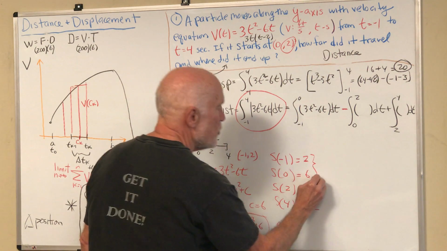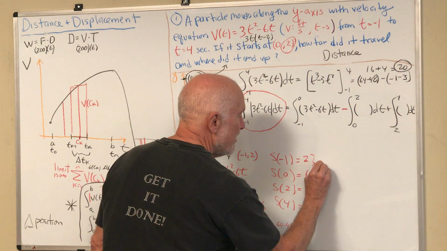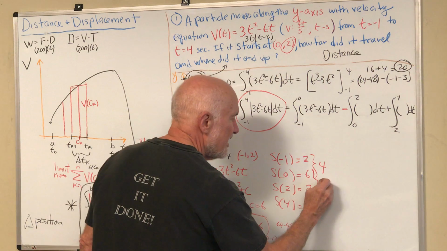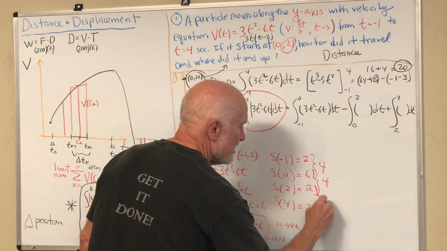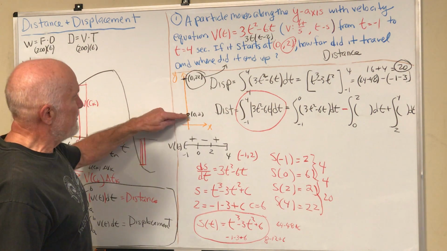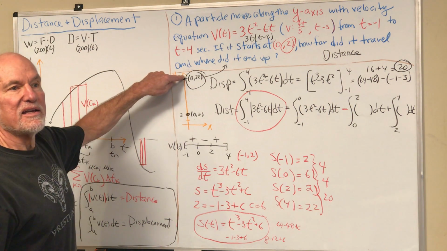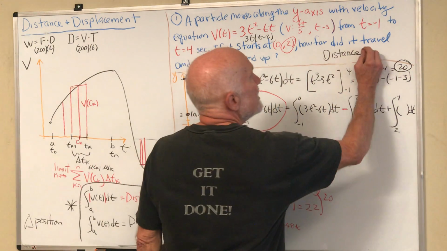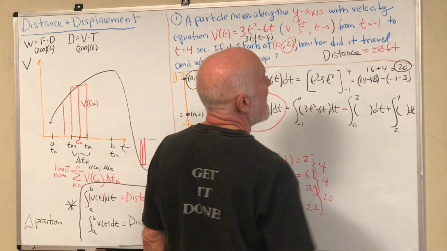So now can I find out the distance? I went from 2 to 6. So that was a distance of 4. Then I went from 6 to 2. I went in the negative direction, but that distance is still 4. And then I went from 2 to 22. So I didn't really go just from here to here. I went from here to 6, back down to here. Actually, the particle did that. So it went a total of 28 feet in that 5-second period.